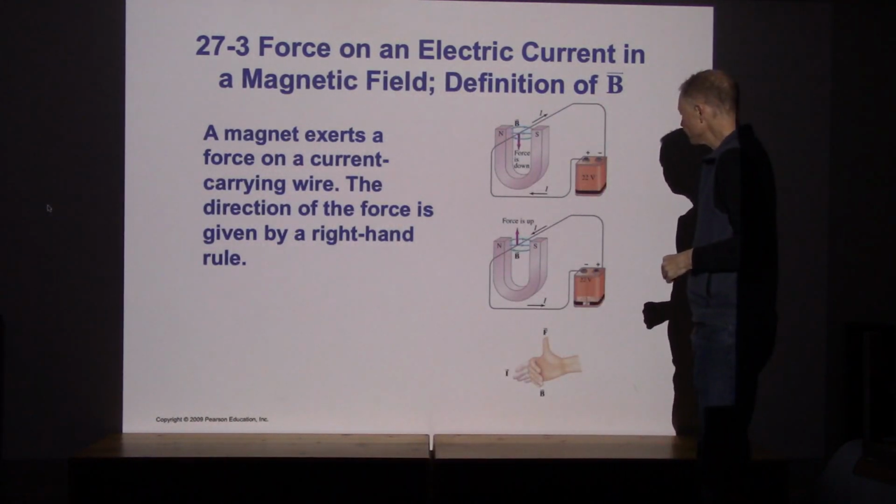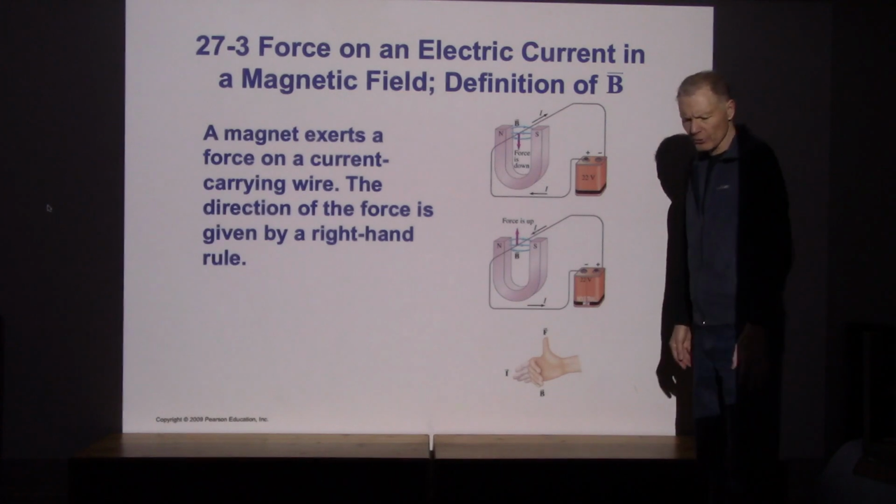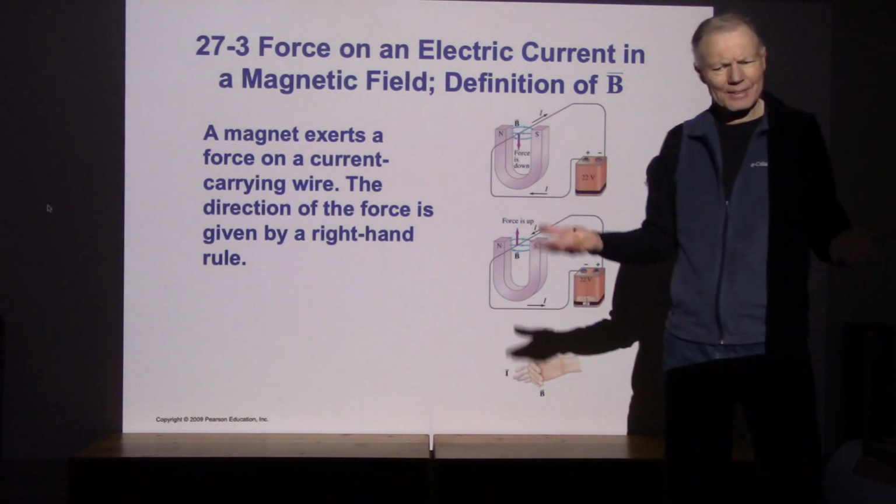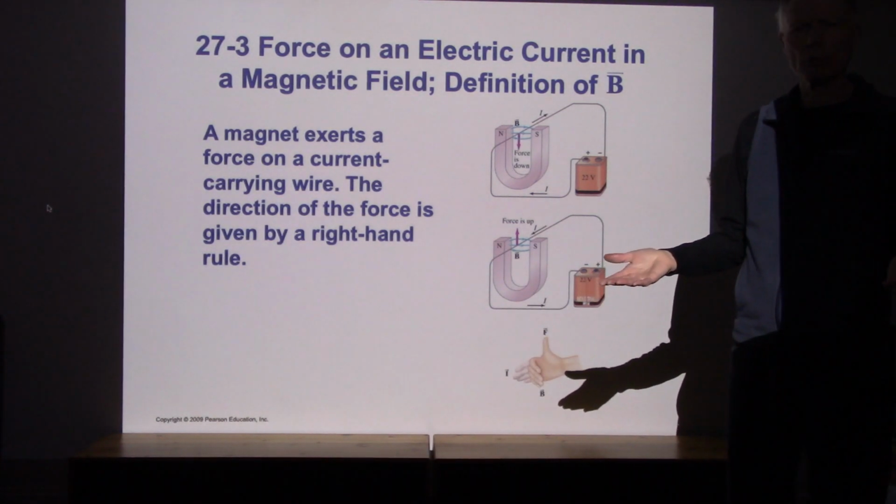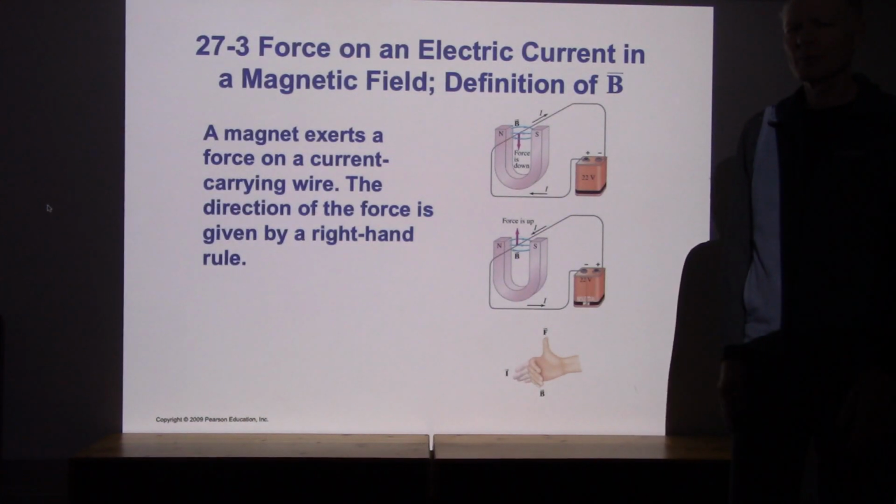So, now there may be a concern here saying, well, wait a minute, the current doesn't really consist of positive charges. The current consists of negative charges going the other way.